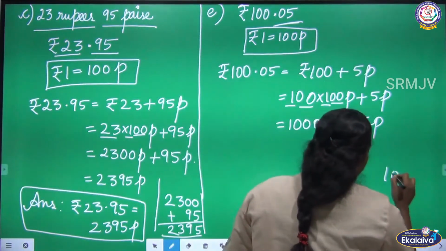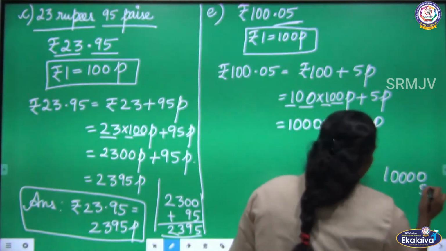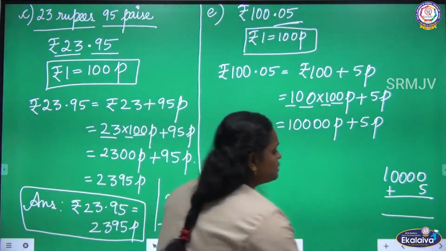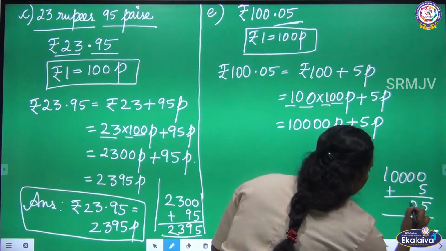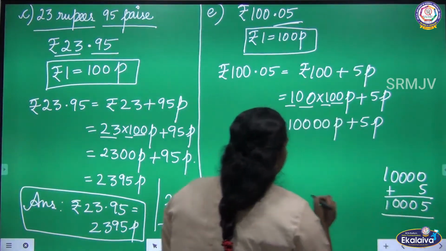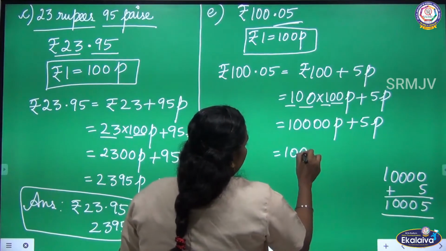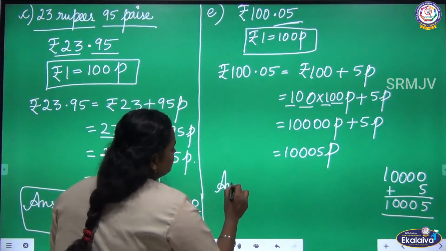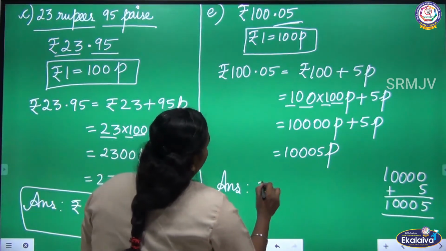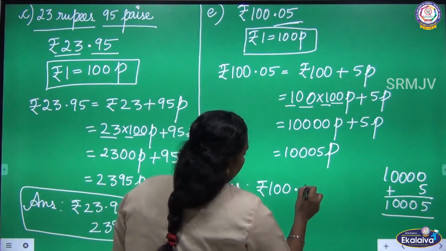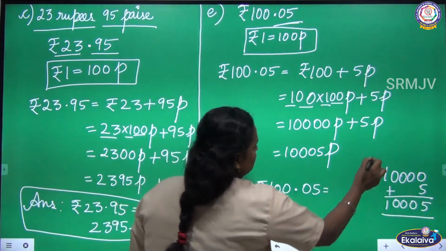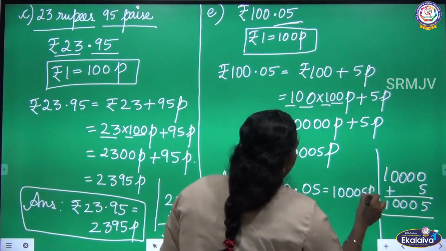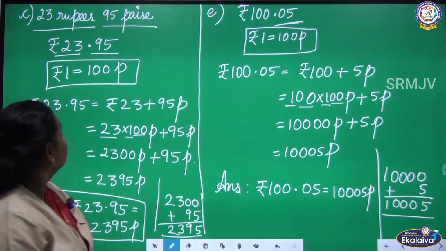So we'll add 10,000 plus 5. So if you add with this, what will you get? 0 plus 5 is 5, next 0, 0, 0, then 1. So tell me the answer. What is the answer? 10,005 paise. So the answer is 100 rupees 0.05 equal to, what is the answer? 10,005 paise.